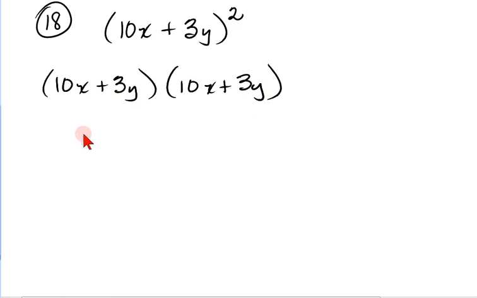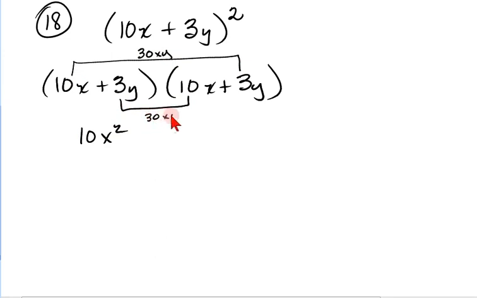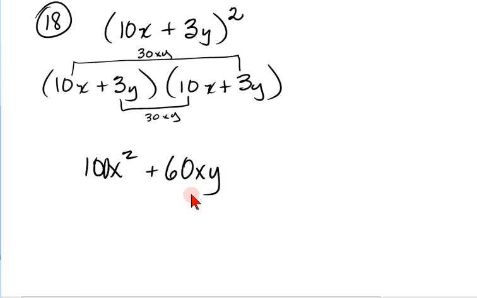You're going to multiply the first for 100x squared. The outer product is 30xy, and the inner product is 30xy. So I'm going to move this down a little bit. 100x squared. What's going to be the sum of 30xy and 30xy? 60xy. And what's the product of the last? 3y times 3y. 9y to the second. Okay?